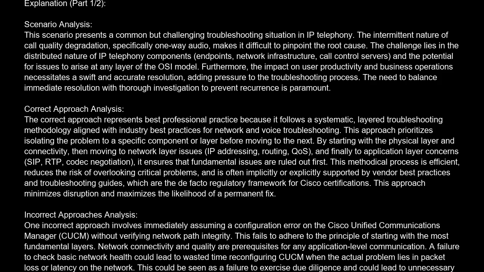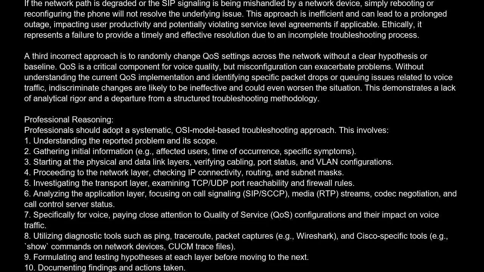Another incorrect approach is to focus solely on the end-user device, the phone, and its immediate configuration. While endpoint issues can cause one-way audio, this approach neglects the possibility of upstream network problems or issues with the call control signaling. If the network path is degraded or the SIP signaling is being mishandled by a network device, simply rebooting or reconfiguring the phone will not resolve the underlying issue. This approach is inefficient and can lead to a prolonged outage, impacting user productivity and potentially violating service-level agreements if applicable. Ethically, it represents a failure to provide a timely and effective resolution due to an incomplete troubleshooting process.